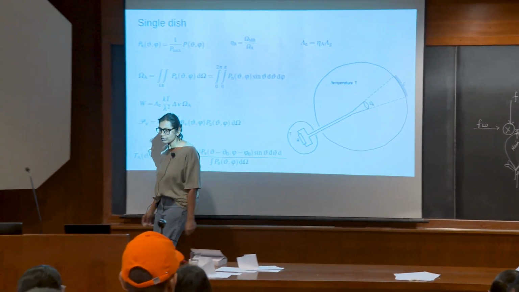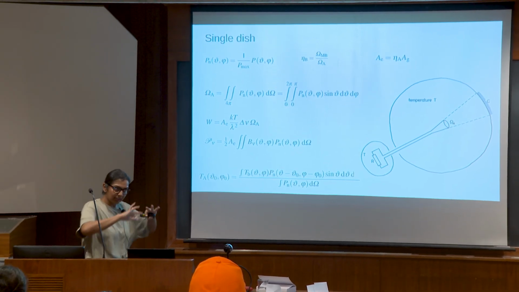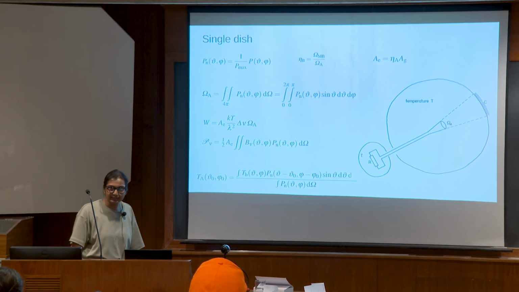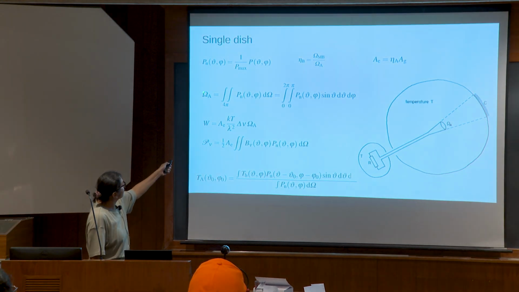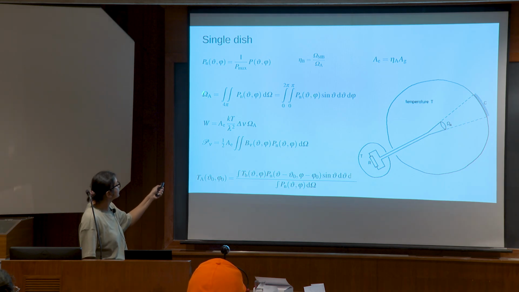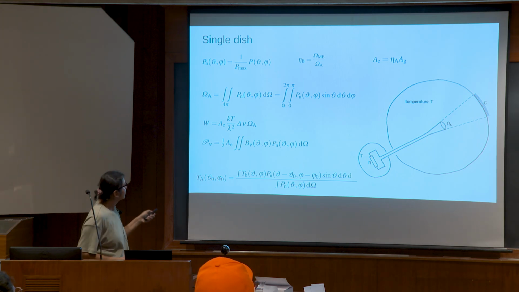So the beam solid angle for this entire beam, technically it can be 4 pi, it can be in all directions, but practically you don't have an antenna that has 4 pi sensitivity. So the integral of the normalized beam pattern gives you the beam solid angle. And the total power that this antenna can measure is here.